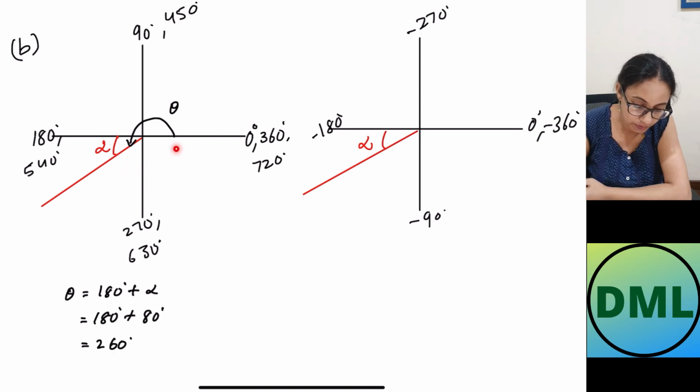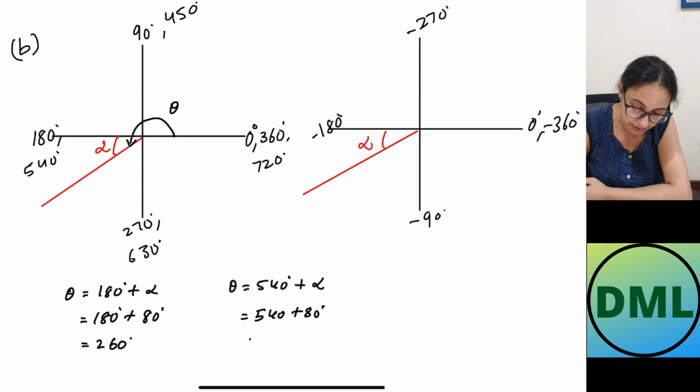Now I need to do the second round to reach this angle here. So that means now the angle is 540 degrees. So 540 degrees plus alpha will give me the angle theta. Let's write it here. Theta will be given by 540 degrees plus alpha, which is equal to 540 degrees plus 80 degrees, which is equal to 620 degrees.